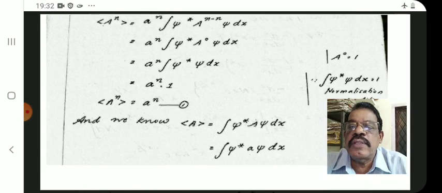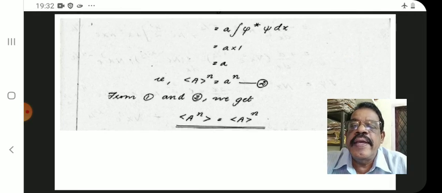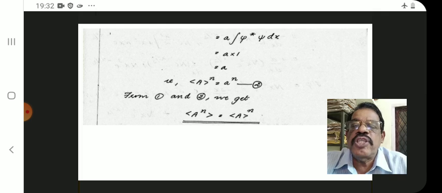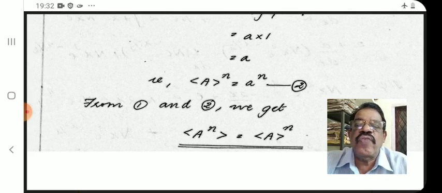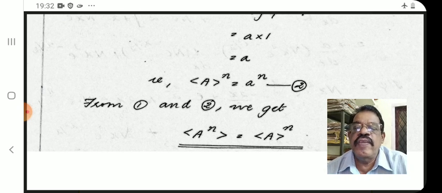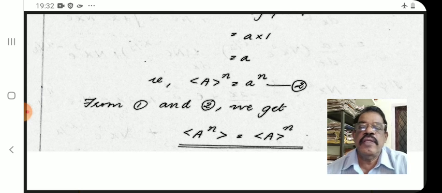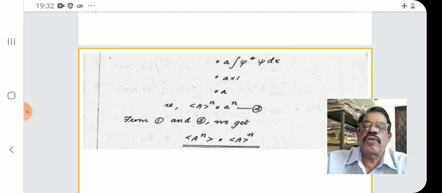Expectation of a raised to n is small a raised to n. What is equation number 2? Expectation of a whole raised to n is a raised to n. Since the RHS of equations 1 and 2 are the same, small a raised to n, we can equate the LHS. Then we get expectation of a raised to n is equal to a expectation whole raised to n. Study well. This is a very important question.